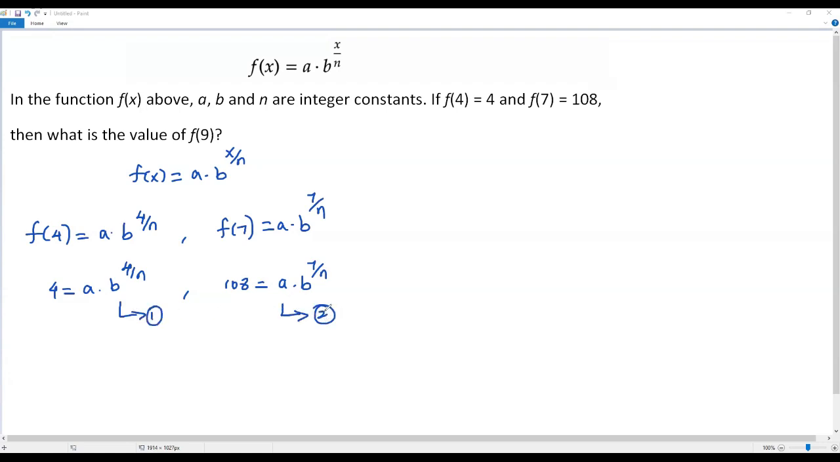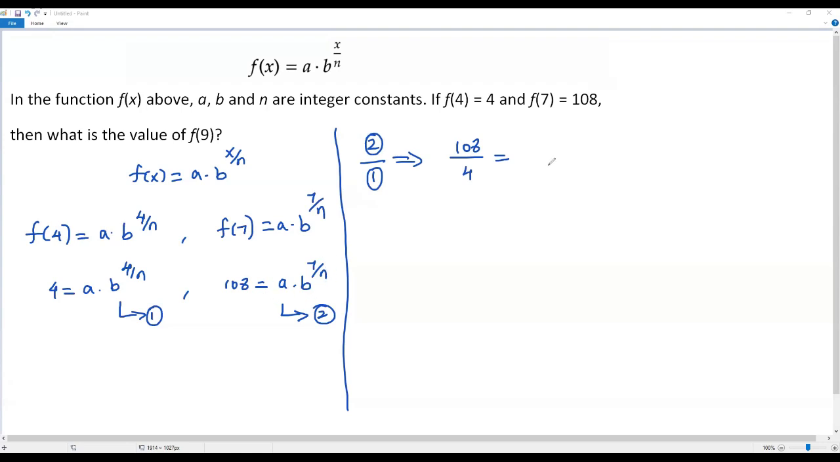Okay, now I'm going to divide equation 2 by equation 1. Okay, let me do it over here. That is 2 divided by 1. Okay, when I divide two equations, the stuff on the left side has to be divided by the stuff on the left side in the first equation. Let me take the stuff on the left side in the second equation, that is 108. It has to be divided by the stuff on the left side in the first equation, that is 4, because we divide the second equation by the first equation. The same thing we have to do for the stuff on the right side.